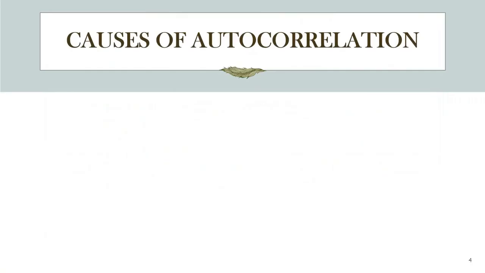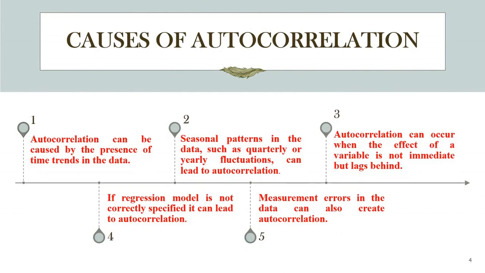Causes of autocorrelation. First one is, autocorrelation can be caused by the presence of time trends in the data. Second one is, seasonal patterns in the data can lead to autocorrelation. For example, sales data, because in sales data, sales are higher during festive season, and they may exhibit some amount of autocorrelation.